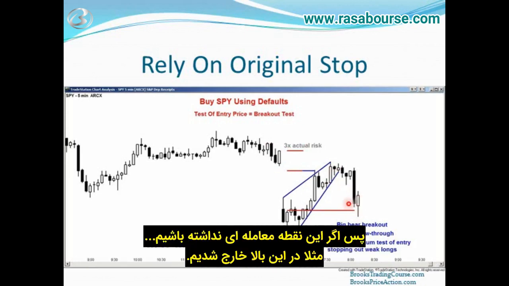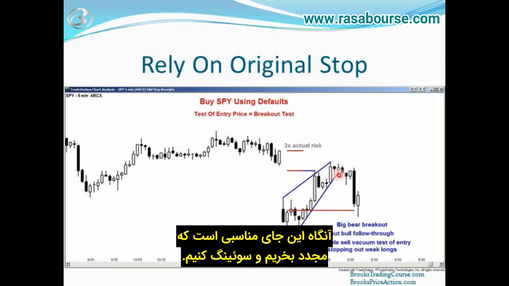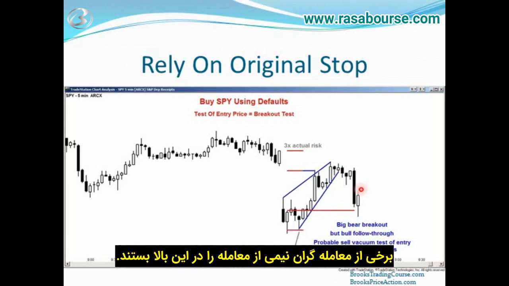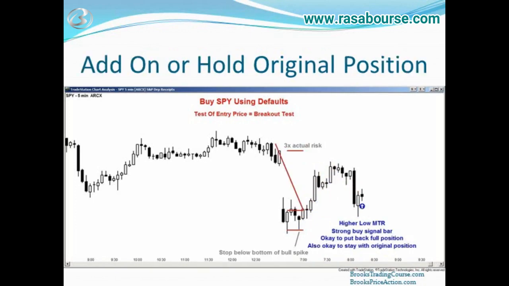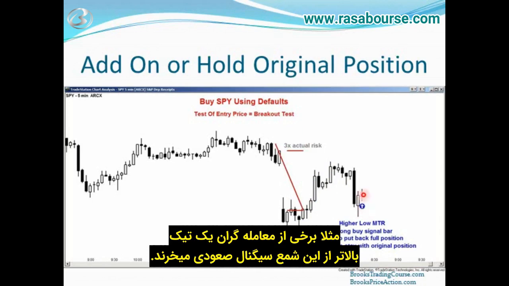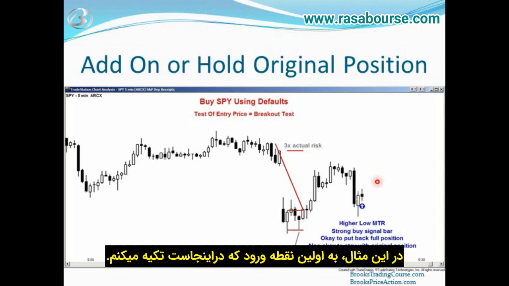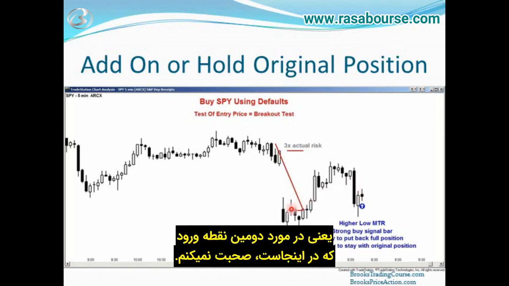So if a person was flat at this point, for example, if they exited up here, this would be a good place for them to re-enter for a swing long. Some traders, if they took half off up here, they might put their second half back on. So for example, some traders might buy at 1 tick above the high of this buy signal bar. In the example that I'm giving, I'm going to rely on the original entry back here and not discuss a second entry over here.